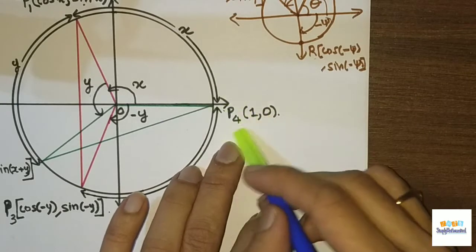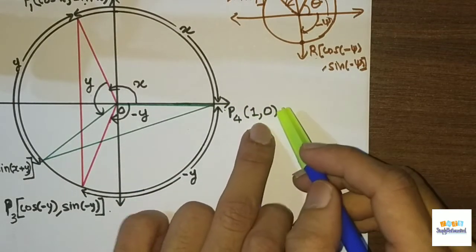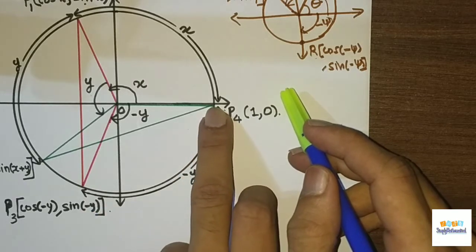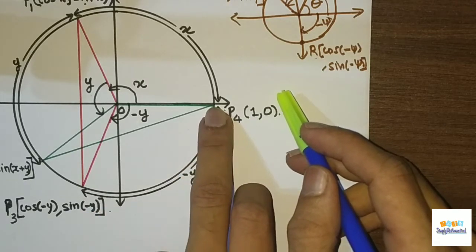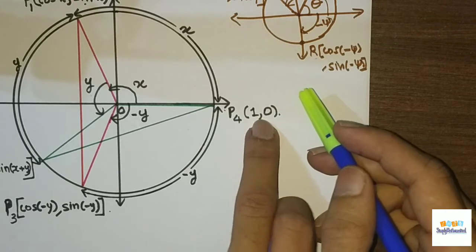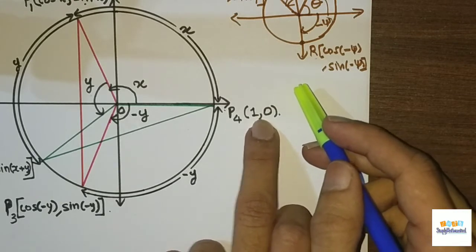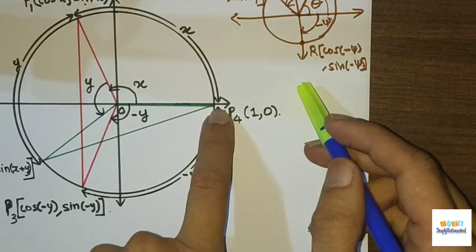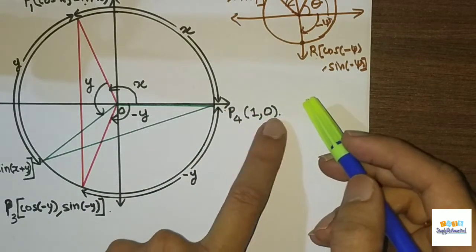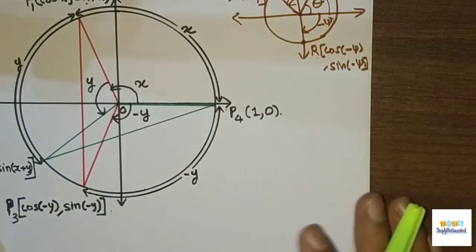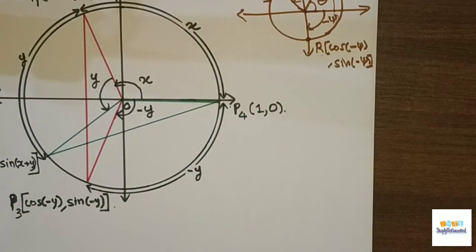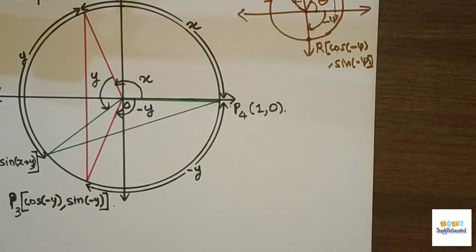Now here you have P4, 1 comma 0. This is the unit circle, right? So the point here will be P4, 1 comma 0. The radius is 1, no? So 0 to 1, so the point will be P4, 1 comma 0. So this is the diagram that you have. Alright, understood?